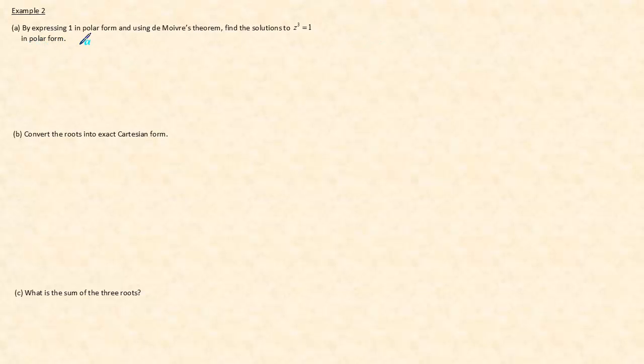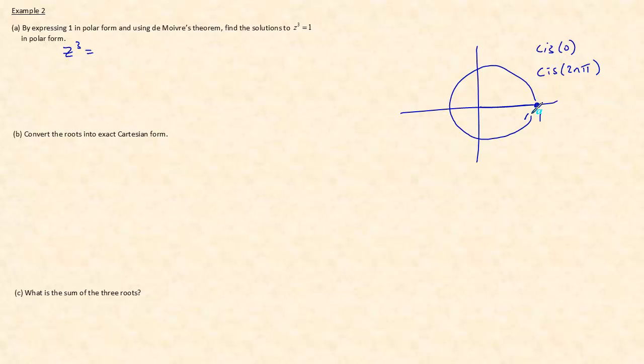By expressing 1 in polar form and using De Moivre's theorem, find the solutions to z cubed equals 1 in polar form. So z cubed is equal to 1, and 1, if we look at it on an Argand diagram, is just here. So that's cis 0 as the principal argument, but in general cis 2n pi. So every time we arrive back at this point, no matter how many times we go around, in what direction.